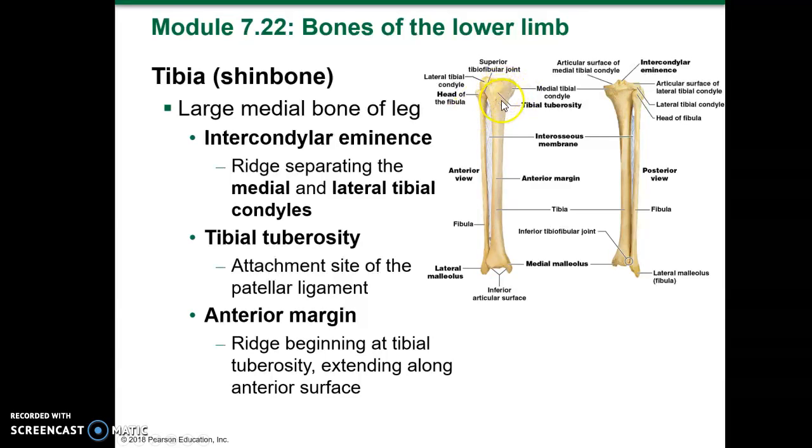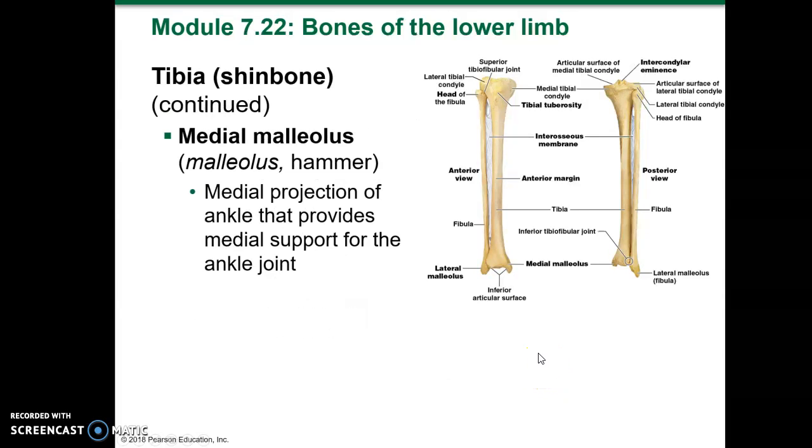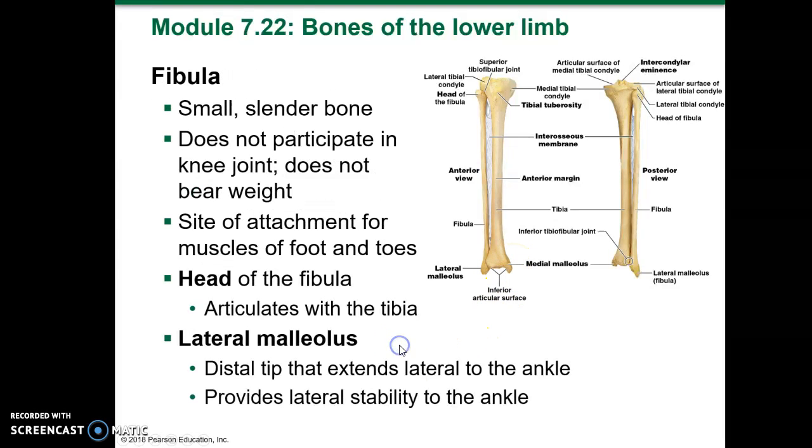Here anteriorly we see a tibial tuberosity, which is an attachment site of the patellar ligament. And then we have an anterior margin, basically the shin. It's a ridge beginning at the tibial tuberosity that extends along the anterior surface. At the very bottom are prominent projections that you feel at your ankle. We have the medial malleolus on the inside. It's really medial support for the ankle joint.